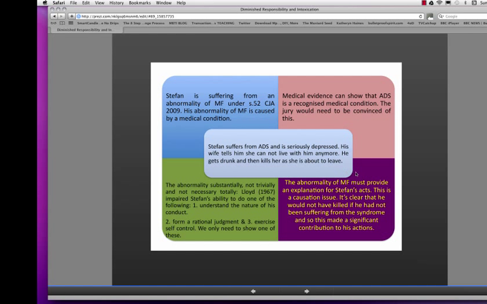And then you would finish off with that final element. The abnormality of mental functioning must provide an explanation for Stefan's acts. This is a causation issue. It's clear that he would not have killed if he had not been suffering from the syndrome, and so this made a significant contribution to his actions.